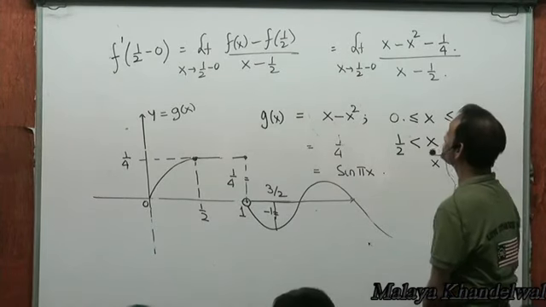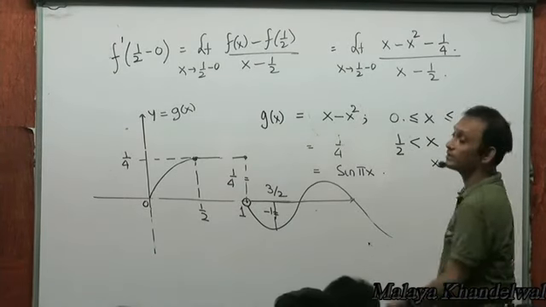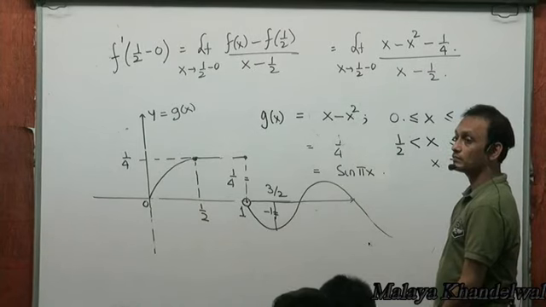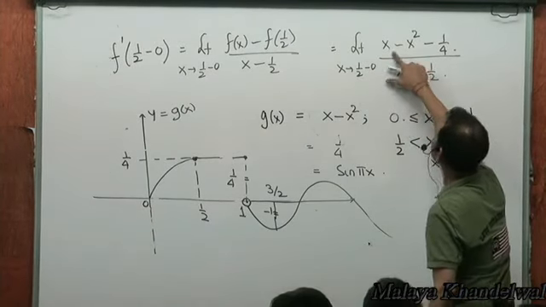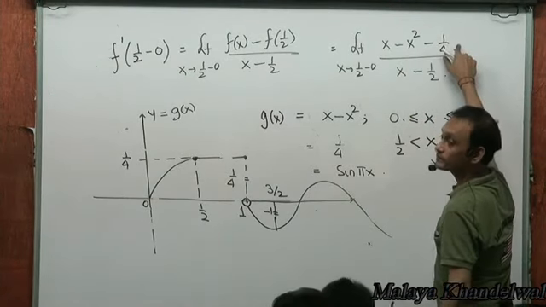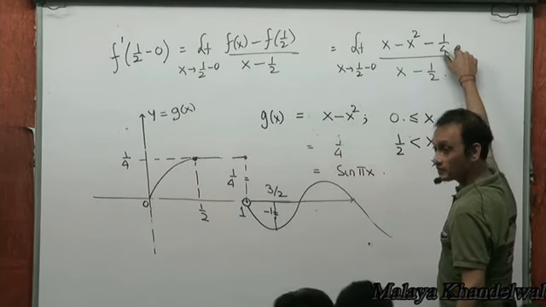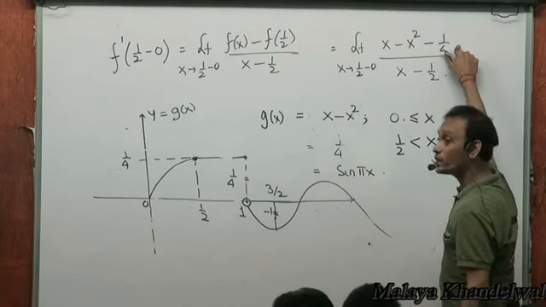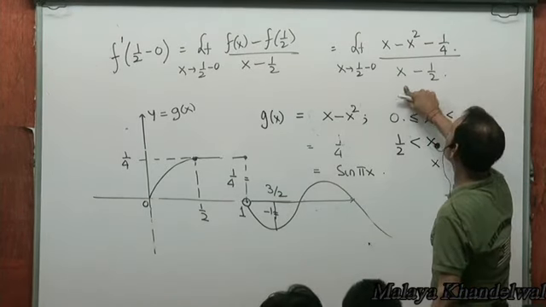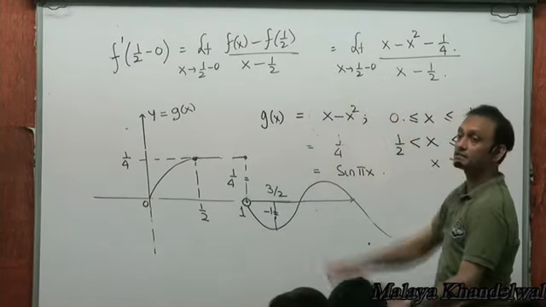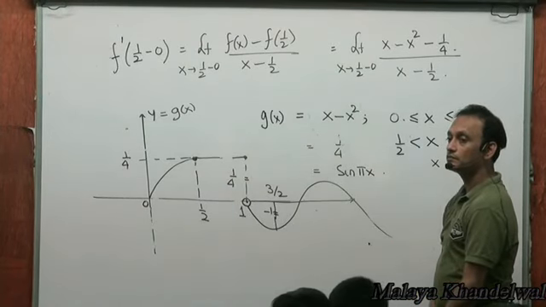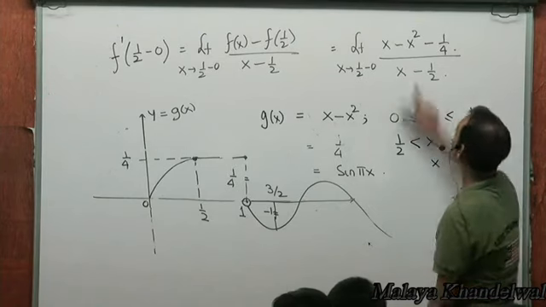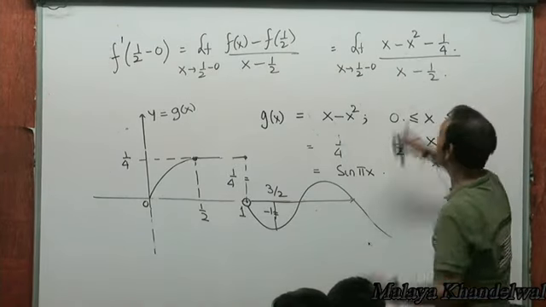Yes or no? What will this be? See, to the left of half, it is x minus x squared. The value at x equal to half is half minus 1/4, which is 1/4, divided by x minus half. What is this? What will this be? Yes, absolutely.